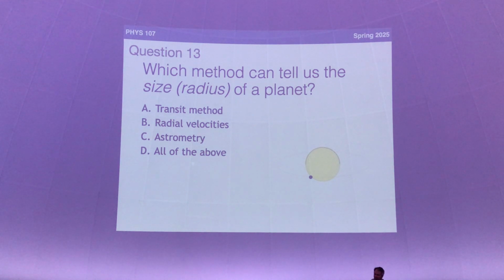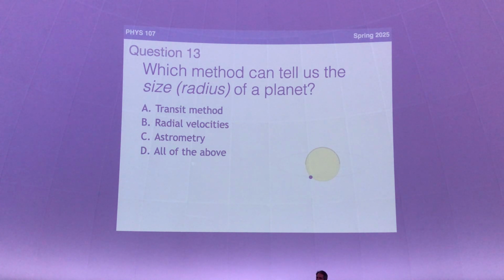Majority B. Okay. The transit method is this one, right? Where the planet passes in front of the parent star, so we see how much it dips. We see how much is covered by the planet.